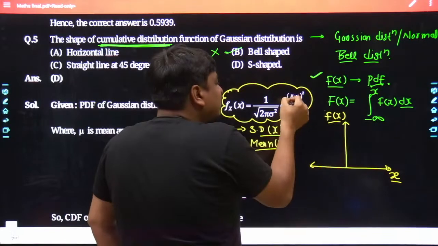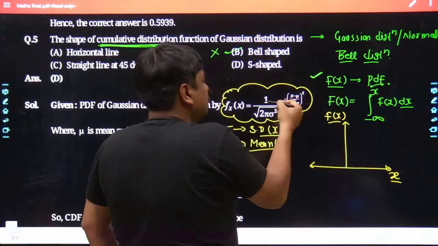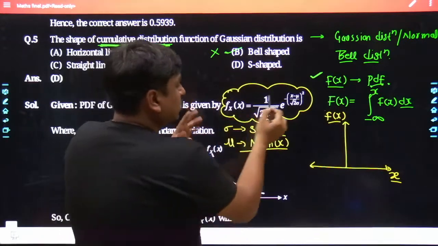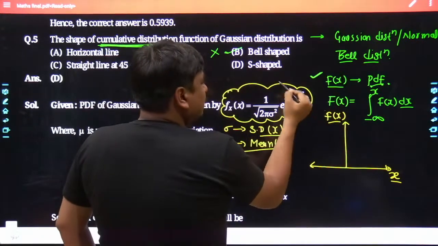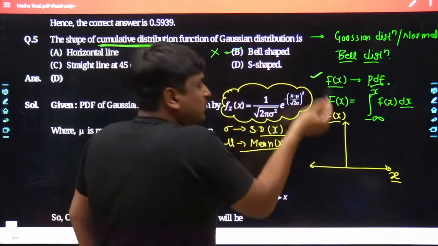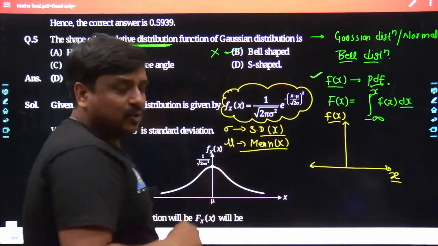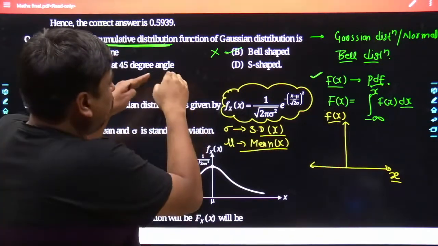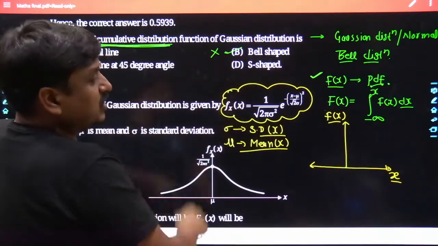If you feed x equals mu, it becomes e to the power of 0, and you get 1 divided by root over 2 pi sigma square. Now if you take x moving towards the right side of mu, or towards the minus side, what is happening over here? You can see very well the magnitude is fetching the same value.